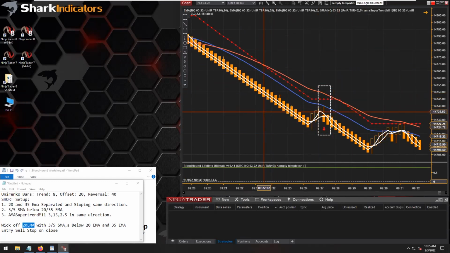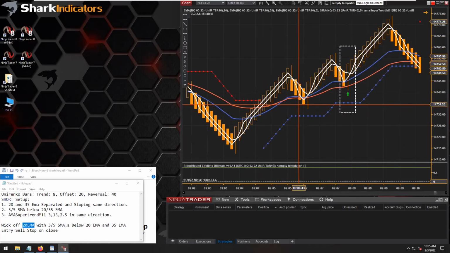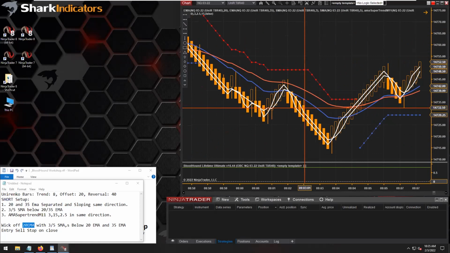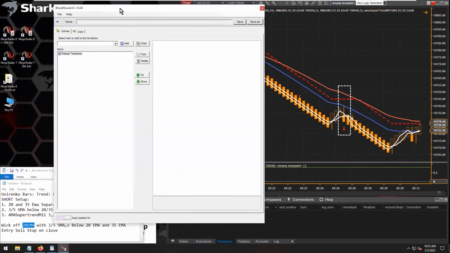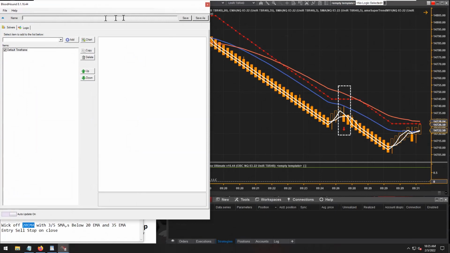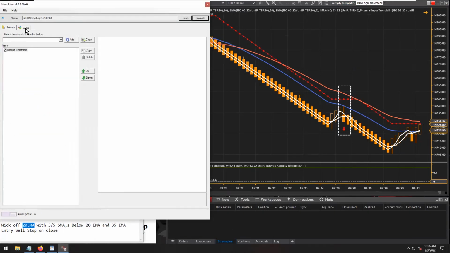So I've got two areas marked on my chart where I know a signal should appear, and that will help me build out the system. Let's stay focused right there. All right, let's get BloodHound open and start going to work. First thing we want to do is put a file name in here, so I'm going to hit the Save As button.